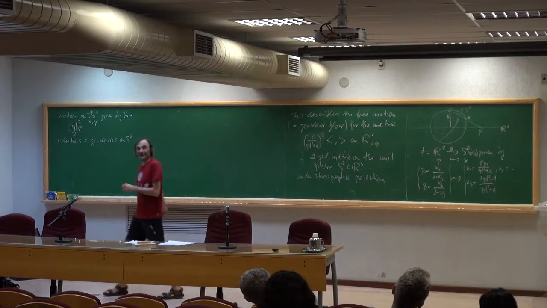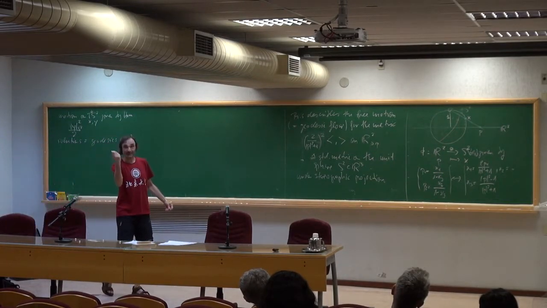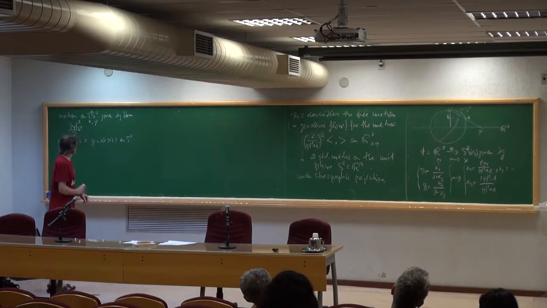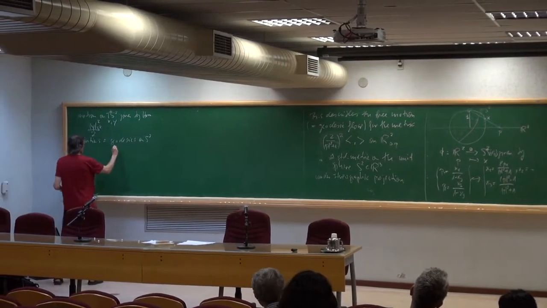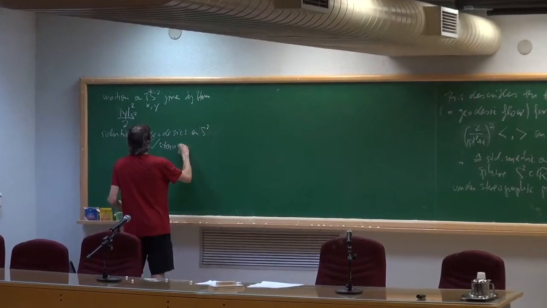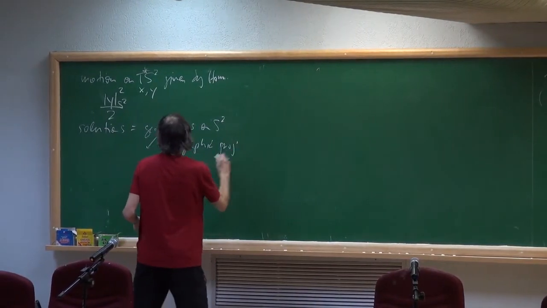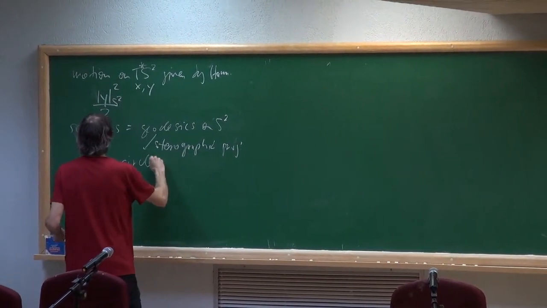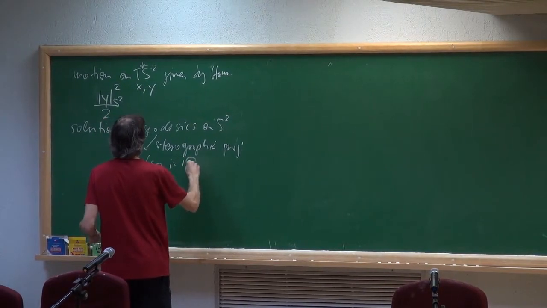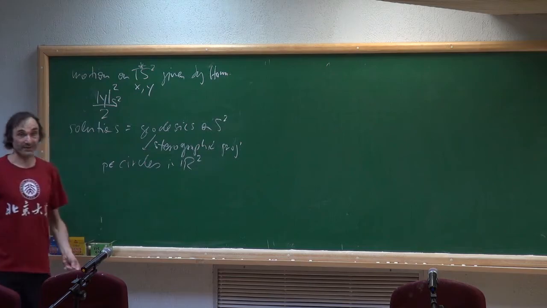So this is another way to arrive at Hamilton's theorem that the momentum vector moves on a circle. So they project under stereographic projection to circles in R2. And this is where the momentum vector lives.